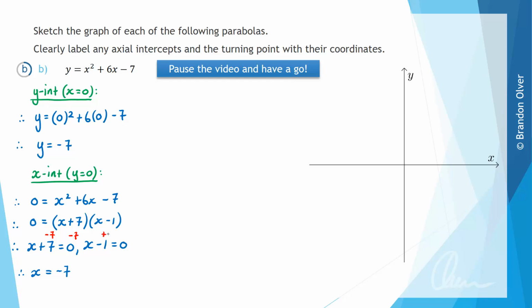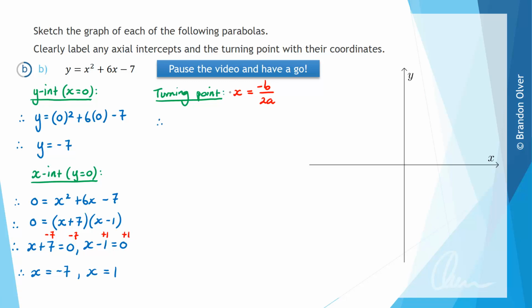And for our second option, we could add 1 to both sides of that equation to get x by itself, and we'd find that x could equal positive 1. Next, we need to find the turning point of this parabola. And this time, I'm going to show you how to use the formula x is equal to minus b on 2a, or the axis of symmetry, to determine the turning point.